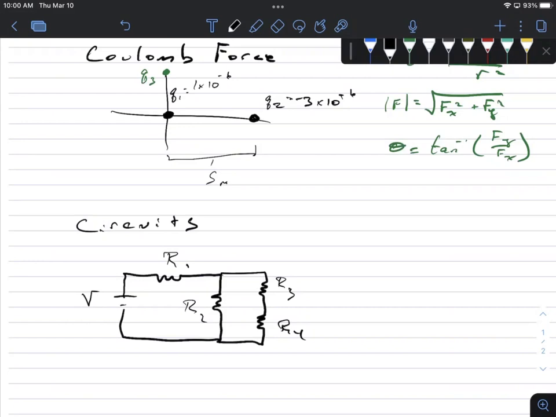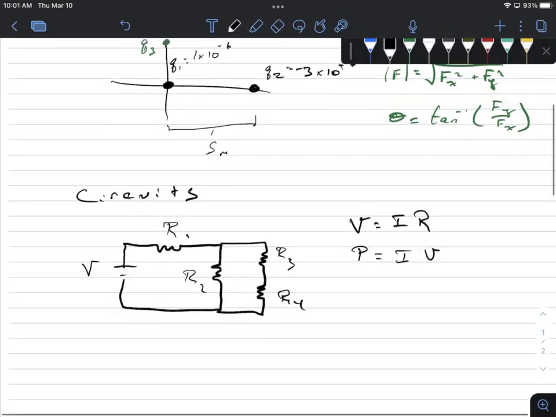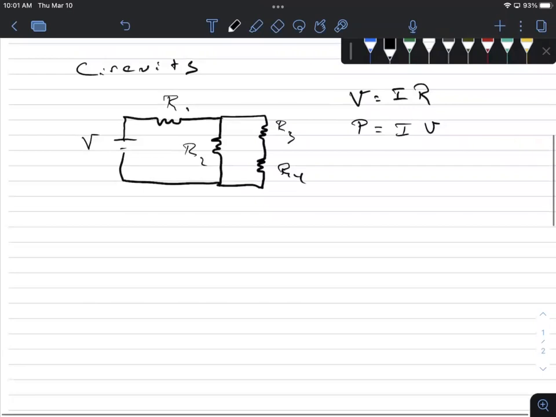And so in order to do that, of course, we want to use Ohm's law, which says V equals IR. That allows us to get the total current. And P is I times V. That allows us to get the power. However, in order to use these equations, when we have a circuit that has multiple resistors, we need to know what's the total resistance to put it into Ohm's law. So we need to figure out how to combine resistors.